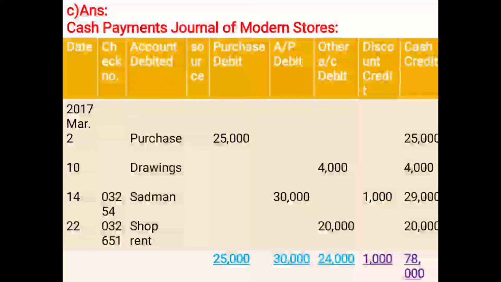This transaction is transferred to 3 columns. Accounts payable debit column for taka 30,000, the total payable amount. Discount credit column for taka 1,000, the missing amount. And cash credit, that is cash paid taka 29,000, in the credit column.